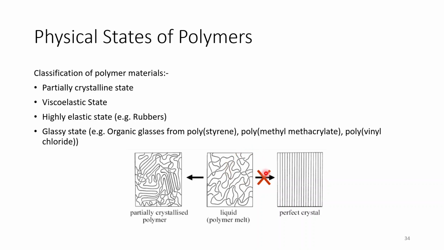Here also you can see the liquid polymer unit melt after cooling it. It can't undergo perfect crystalline, but it can undergo and form partially crystallized material.